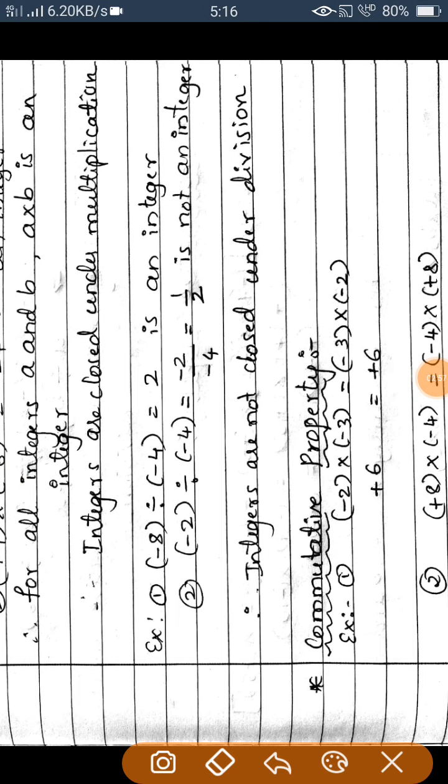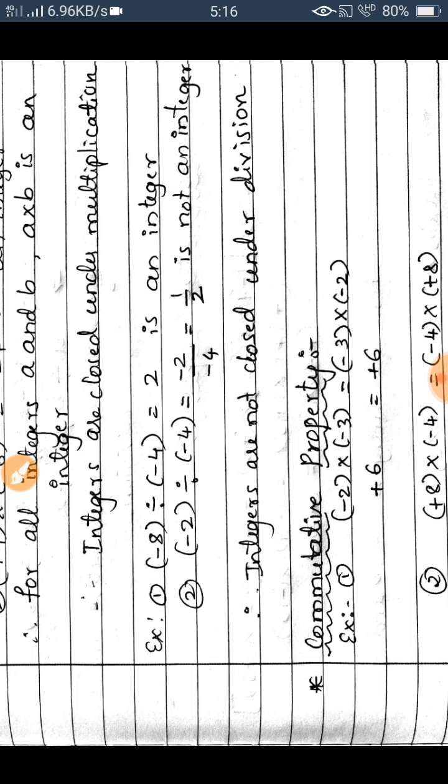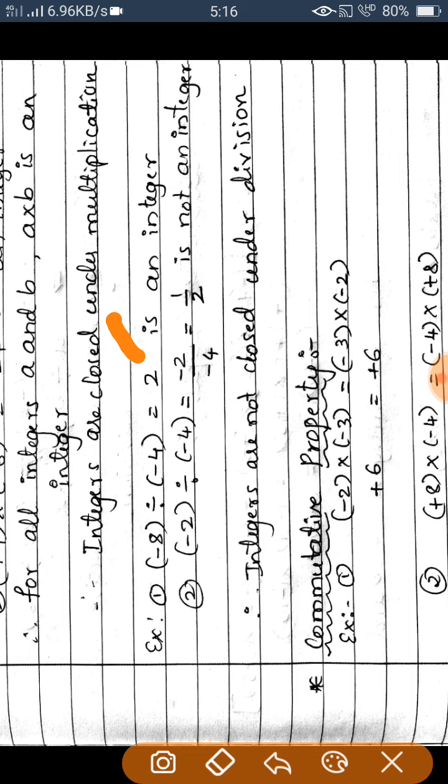If you divide any two integers, it should give an integer every time, not only in one case. So take example 1 here: minus 8 divided by minus 4. Minus by minus is plus only, you know the sign rule for multiplication and division. 4 ones are 4, 4 twos are 8. You can cancel or directly divide. So plus 2 is the answer here, which is a positive integer.